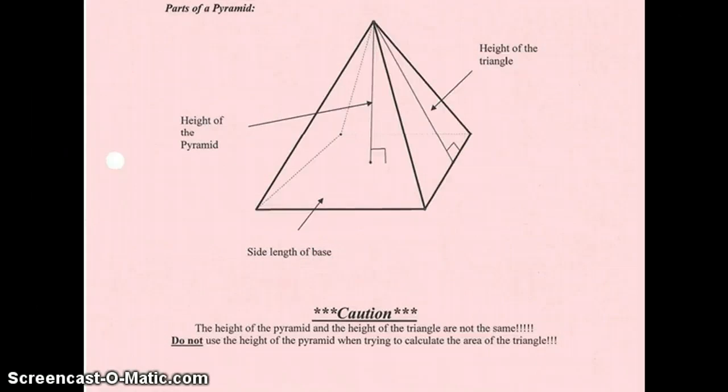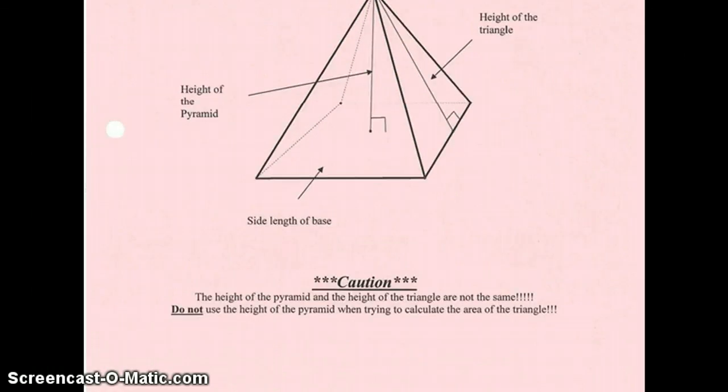You need to be careful because the height of the pyramid, which is right here, and the height of the triangle are not the same. Do not use this height of the pyramid when trying to calculate the area of the triangle. Turn your notes to the next page.